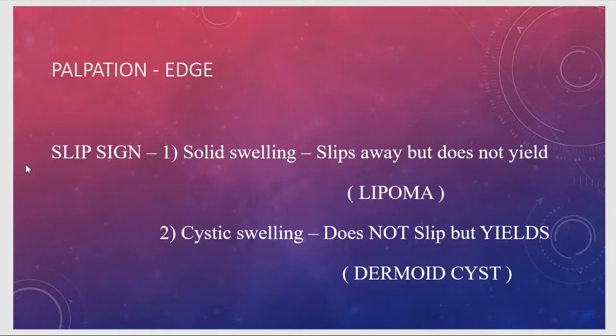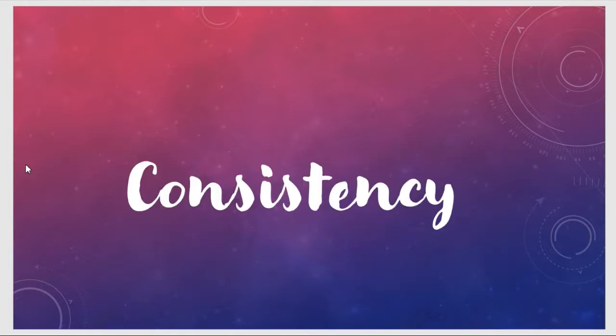However, if the swelling is containing liquid, meaning a cystic swelling, it will not slip. Instead of slipping, it will yield, for example, a dermoid cyst, right? So here is how we can differentiate between a lipoma versus a cyst: the slip sign.